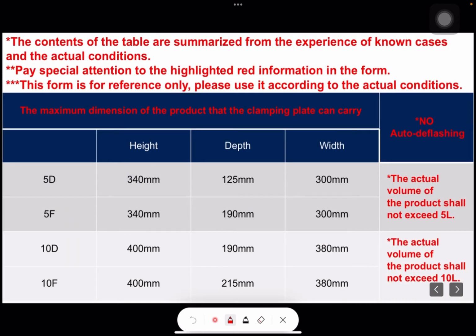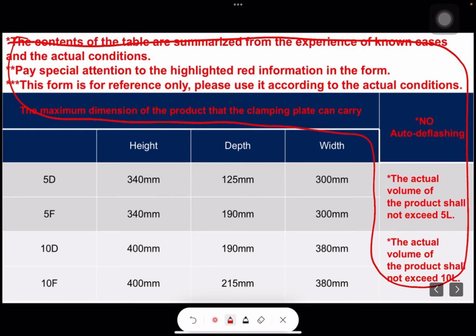So, and about this page, please wait. This page, you need to read all the highlighted red information here. All the red highlighted information. They are really, really very important. You need to treat them very, very carefully. And ensure that when you're using this form, you strictly follow the list requirements and combine with the actual situation to make further judgment.